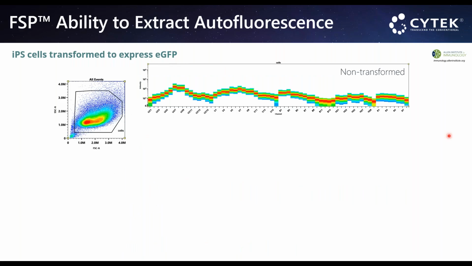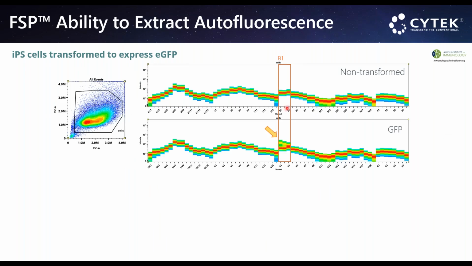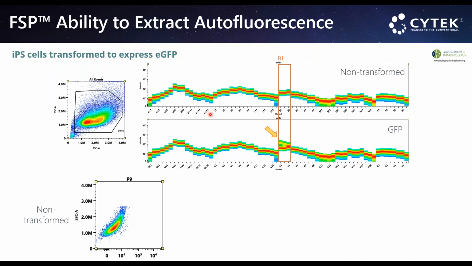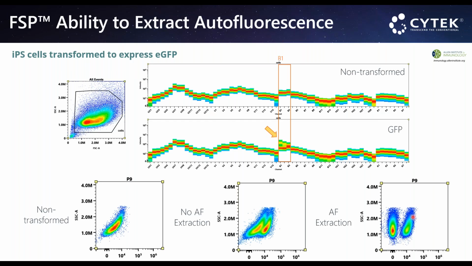So in this case, we're going to be looking at iPS cells transformed to express EGFP. When you're looking at the non-transformed versus the transformed cells, there's a very slight difference here. And by extracting the autofluorescence from these non-transformed cells, we can create a lot better separation here compared to without autofluorescence extraction. So again, just another way of using the information across the entire spectrum that's collected on Cytek's Aurora, Northern Lights, or Aurora cell sorter systems.